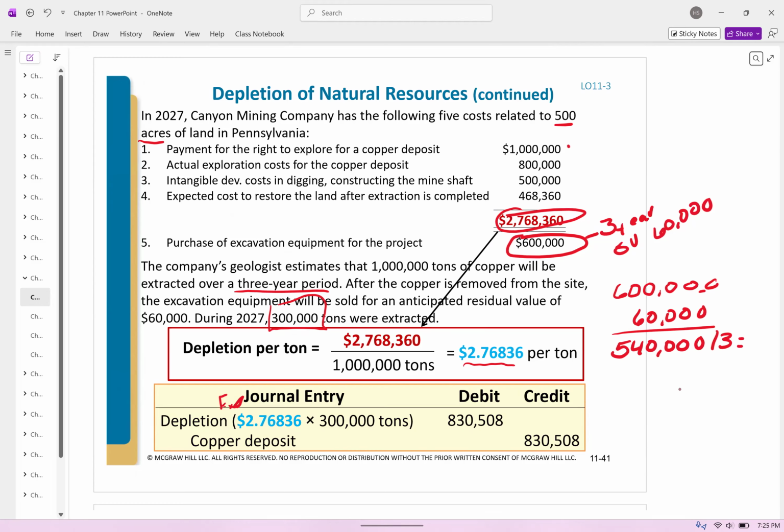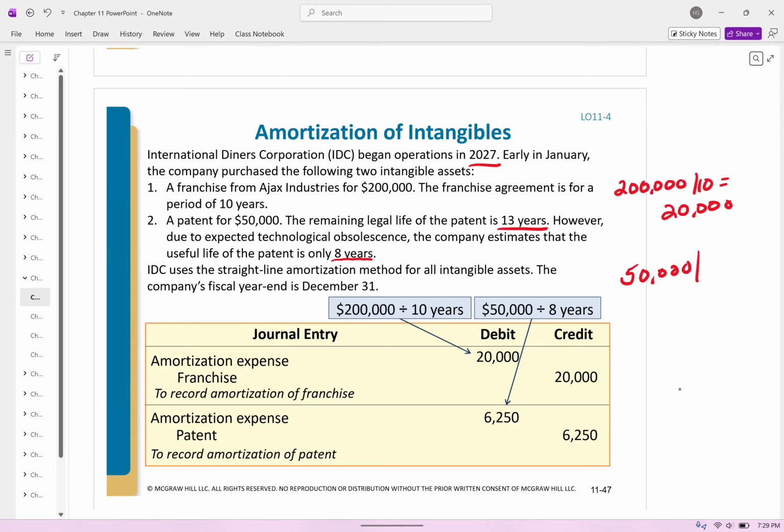They also have a patent with $50,000 and a legal remaining life of 13 years. But due to expected technological obsolescence, the company only estimates the useful life of 8. They're going to use the 8, not the 13, okay? Because that's how long it's going to be useful for. And that's where they get the 6250.